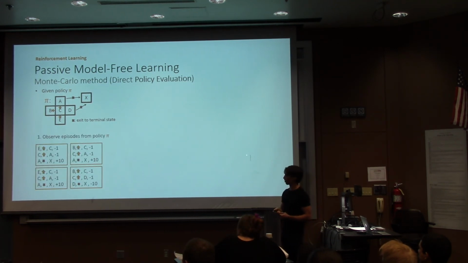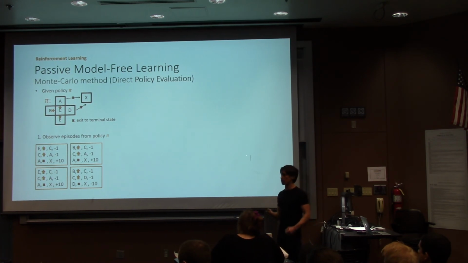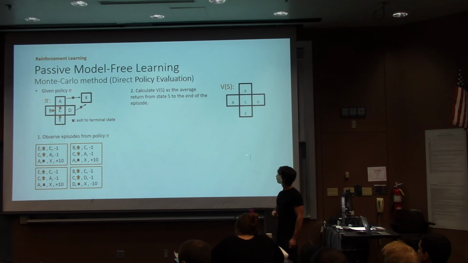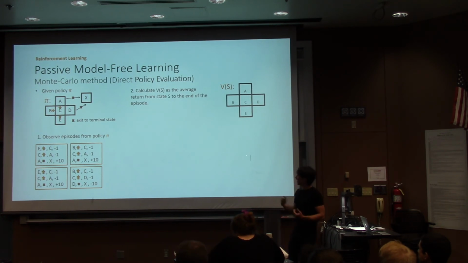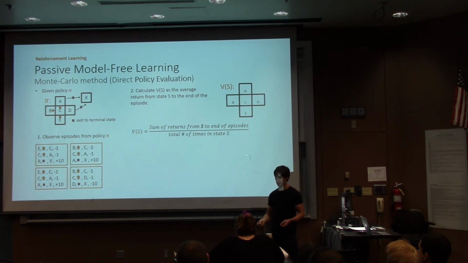With Monte Carlo learning, you'll again learn from a series of episodes. So we have one where we go from E to C to X, or E to C to A, B to C to A. You'll observe these episodes using the policy. Then you calculate V of S using the average return from state S to the end of the episode for every time that you saw state S.